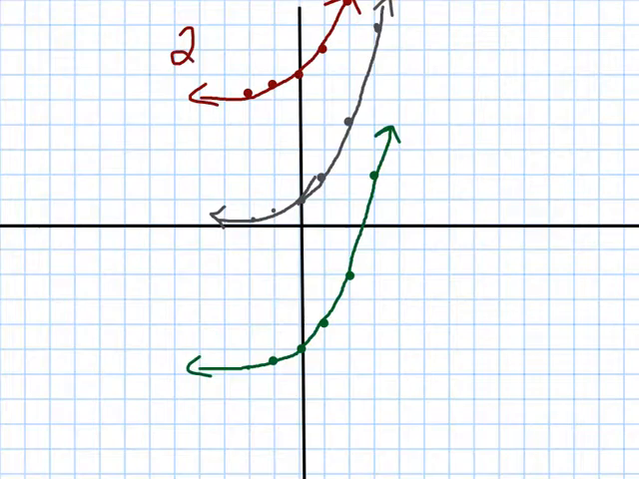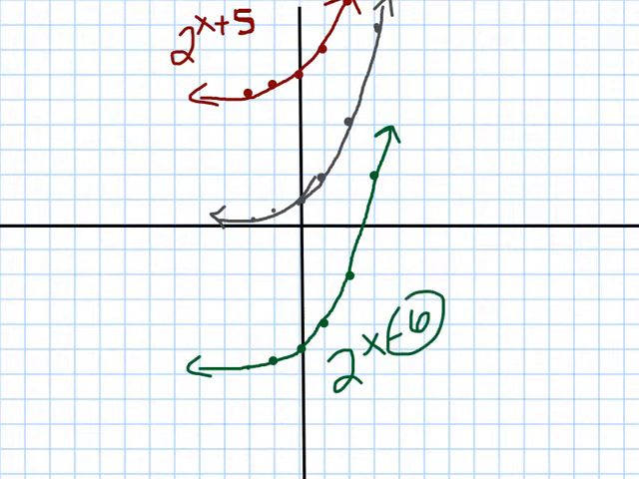Because it was 2 raised to the x plus 5. What did that plus 5 make it do? And then in the green, this is 2 raised to the x minus 6 power. What did this minus 6 make it do? So that's what we're paying attention to. See if you can come up with a rule for each one of those.